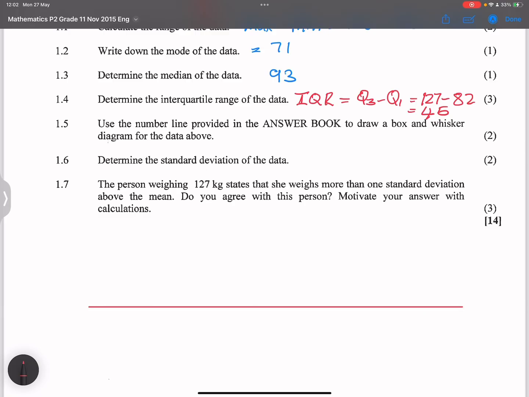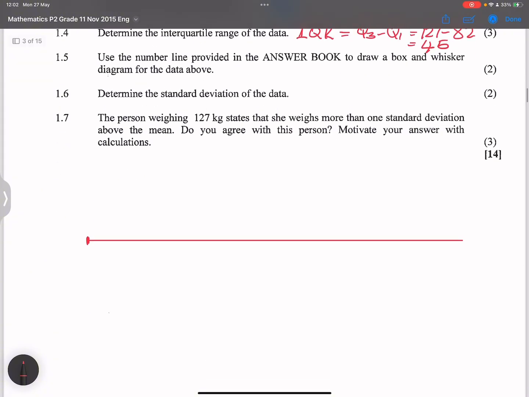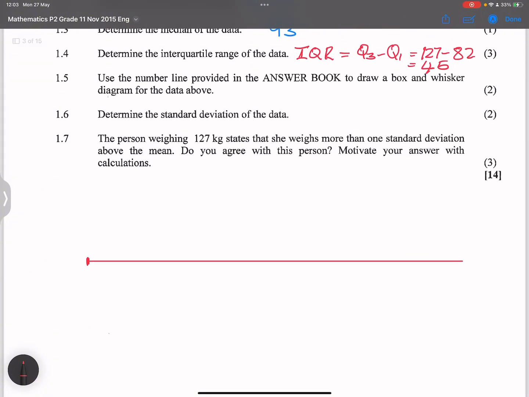And on my number line, I'm going to start with my minimum value, which is 56, right? Just to make this a little simpler, and I know it's not really going to be the most accurate, I'm going to make my data in tens. So let's start with 56, 66, 76, 86, 96, 106, right? And that's 116.